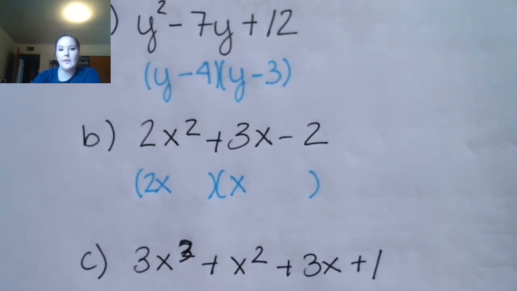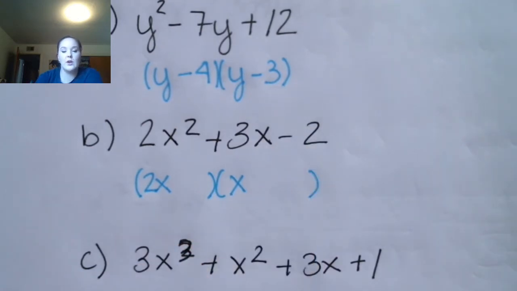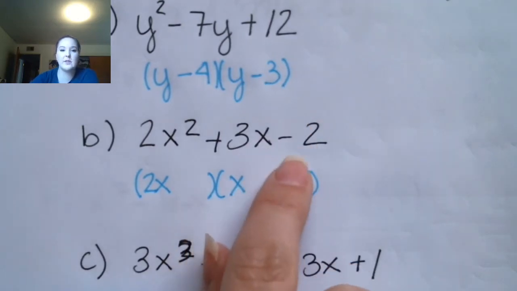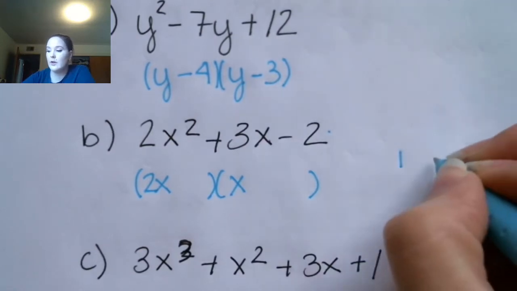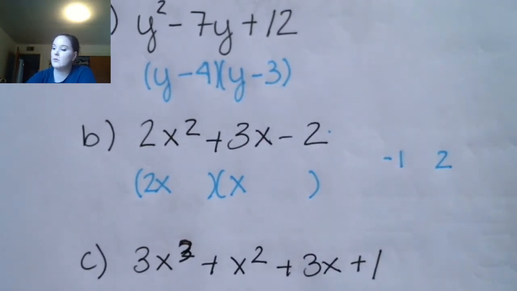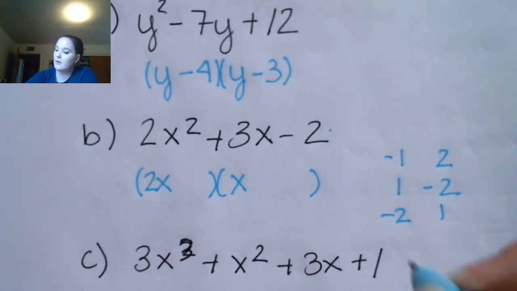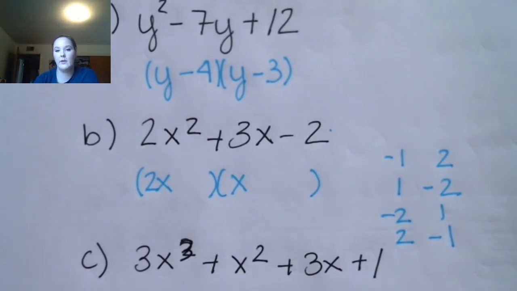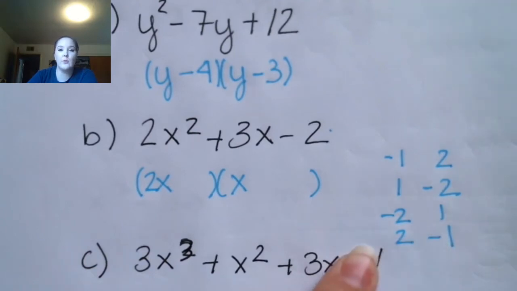Then we want something that's going to multiply to -2. One of them is going to be positive and one of them is going to be negative because they're multiplying to a negative number. My choices for pairs that multiply to 2 are -1 and +2, 1 and -2, -2 and +1, or +2 and -1. These are all my choices, and then you're just going to check which ones work.